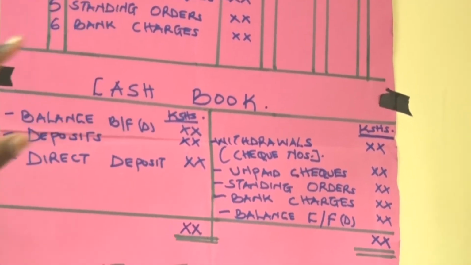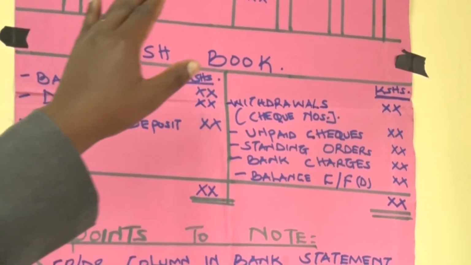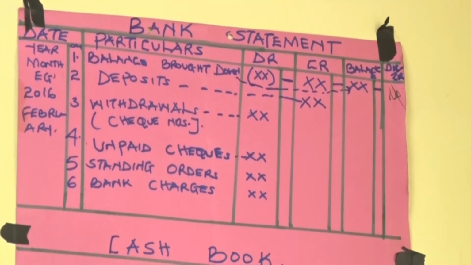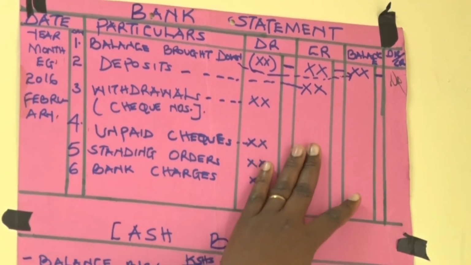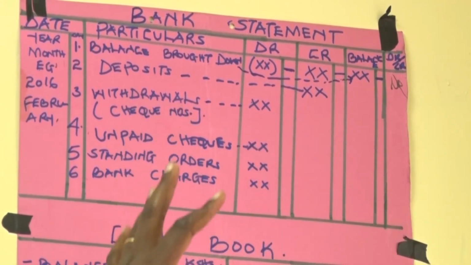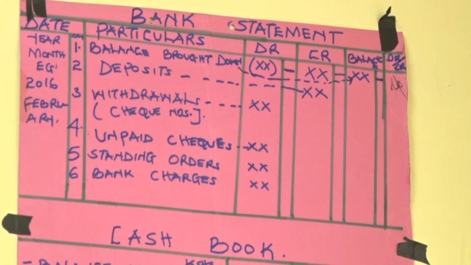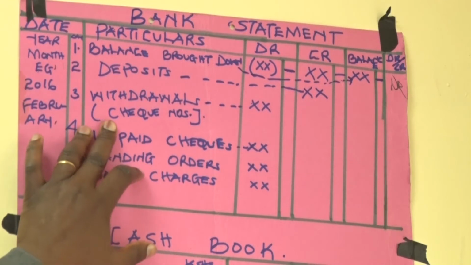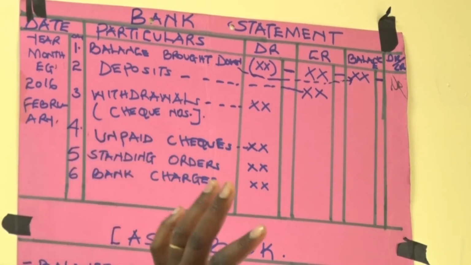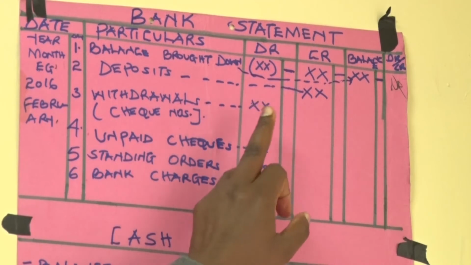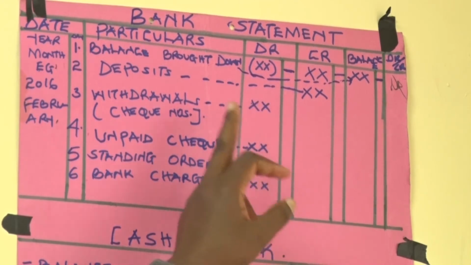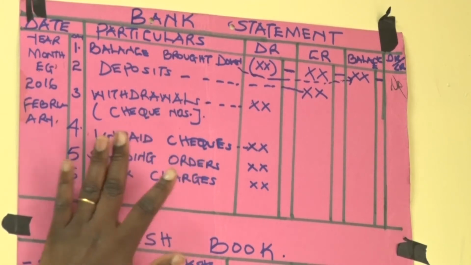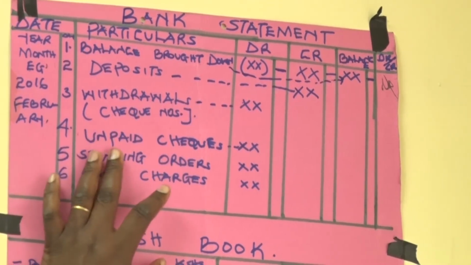Whenever you take some money to the bank, we call them deposits, the bank will record on the credit side, meaning your account is increasing. And if you withdraw any amount from the account, it means you are reducing your account. So the bank will debit your account. So the bank statement will show the details in the personal account of the trader.